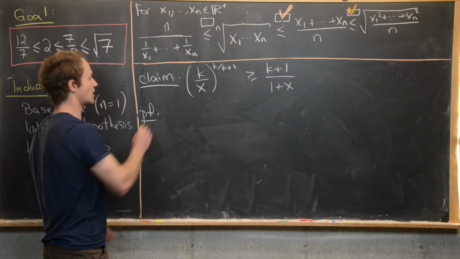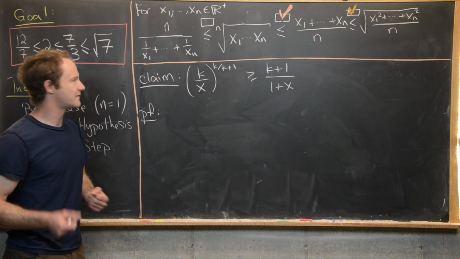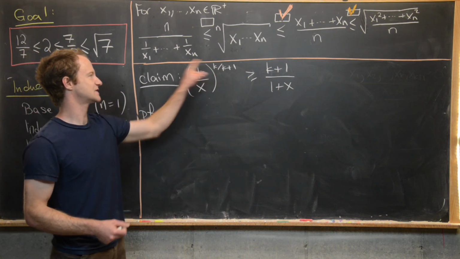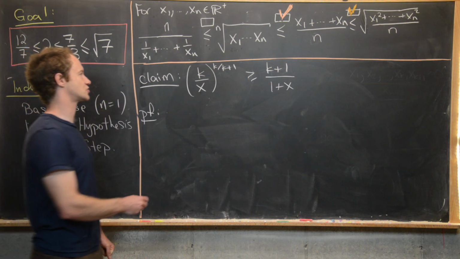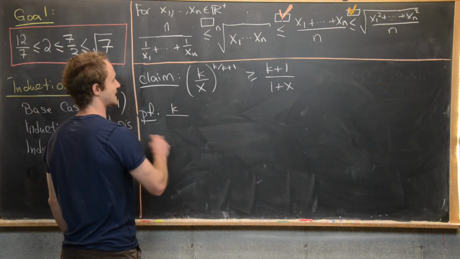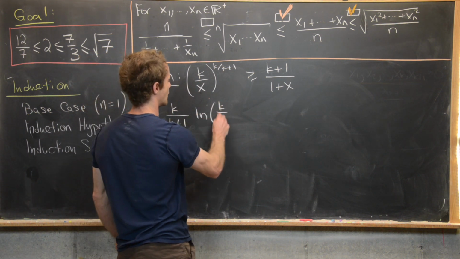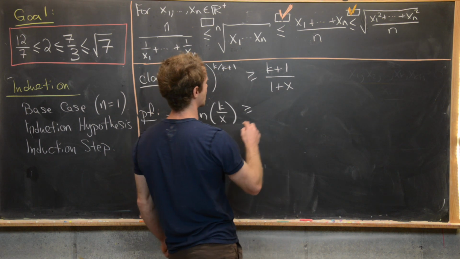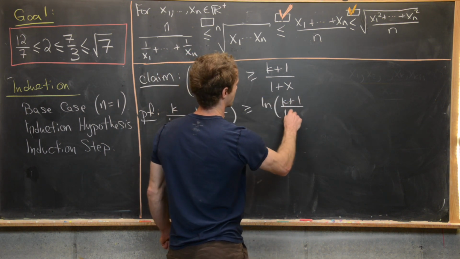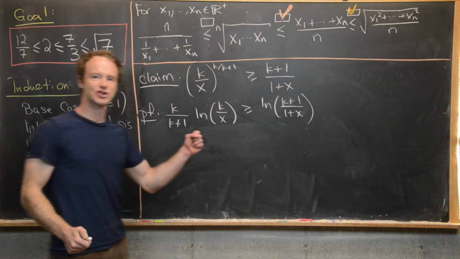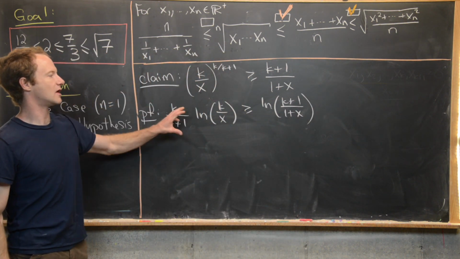So I'm going to start off by taking the natural log of both sides. That's going to simplify this because this will turn this exponent into a multiplier. So taking the log and using some natural log rules, that will give us k over k plus 1 times the natural log of k over x is bigger than or equal to the natural log of k plus 1 over 1 plus x.